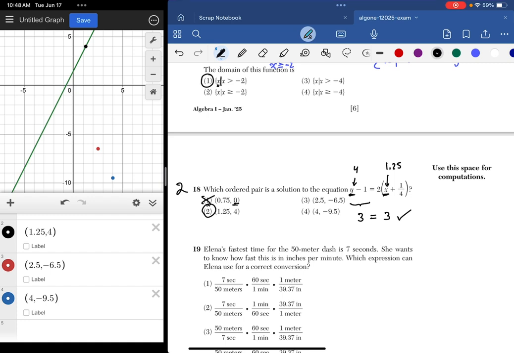And 3 of them are right, but 1 of them's wrong. So just be careful about that kind of thing too.